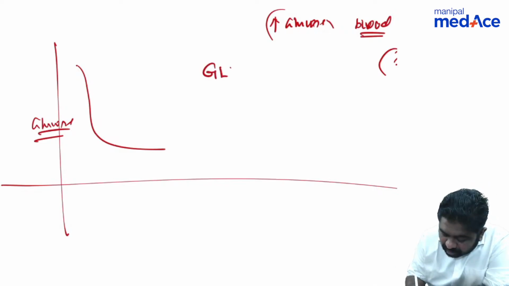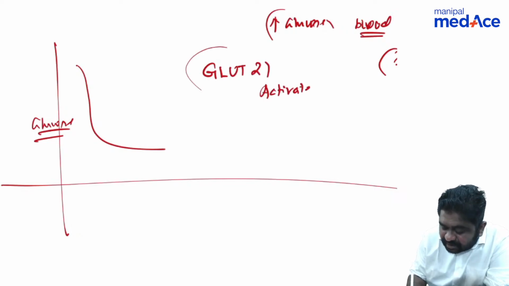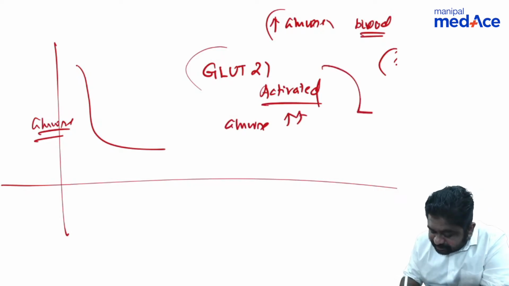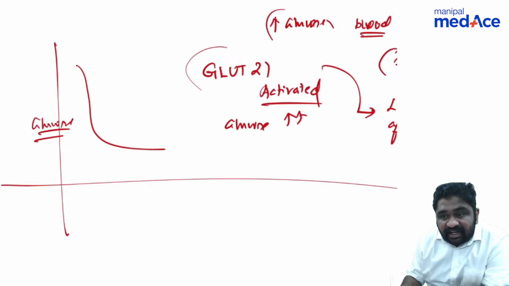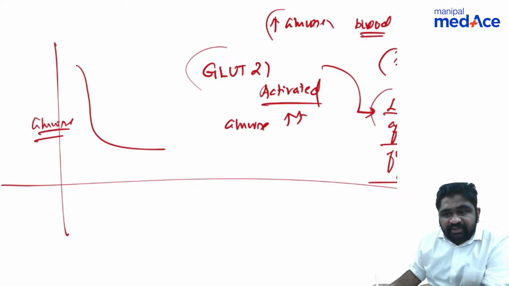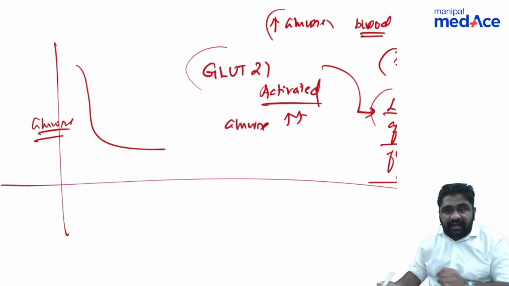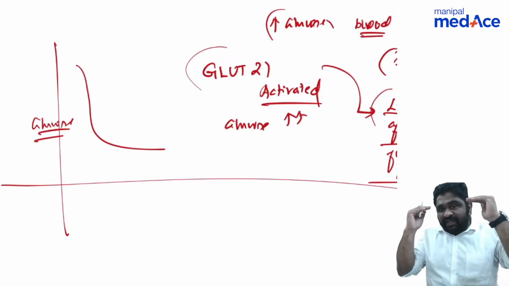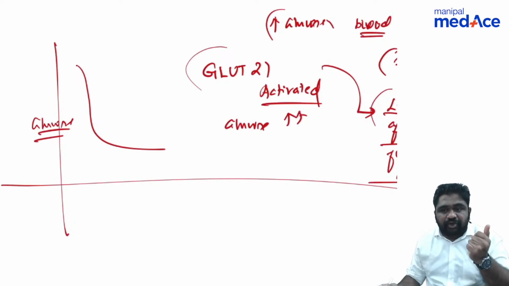Remember, GLUT2 is activated when the glucose levels are very high. How? Because GLUT2 has low affinity for glucose. And because of that, you have to remember, only when high levels of glucose have been reached will you be able to have the activation of GLUT2.